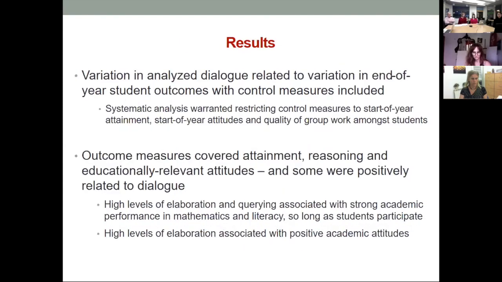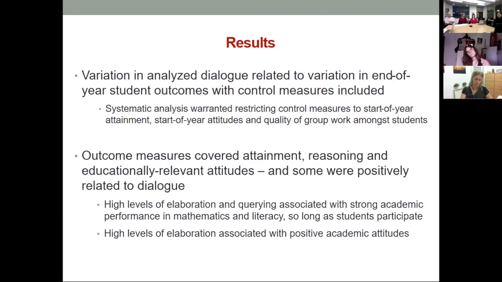Our approach to analysis was 2-level modelling, looking at the relationship between each of those 11 dialogue variables and a range of student outcomes. We had 6 outcome measures. They covered academic attainment, general reasoning, and educationally relevant attitudes.